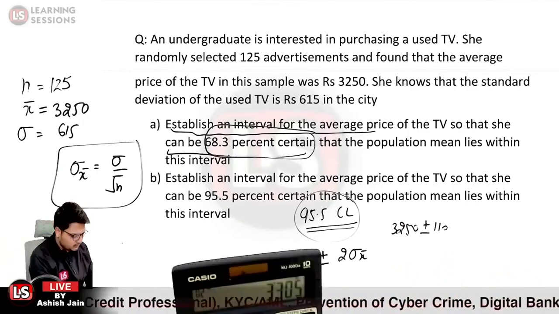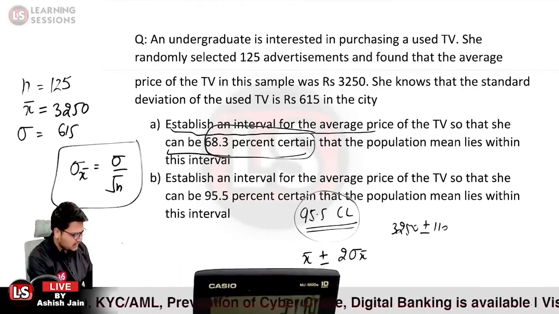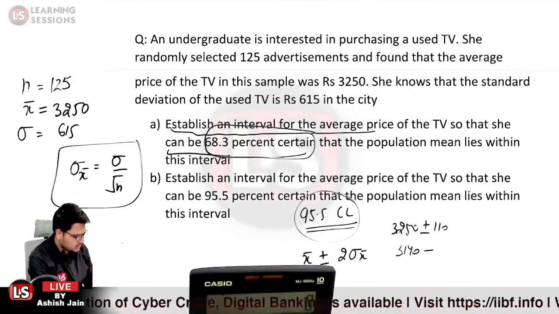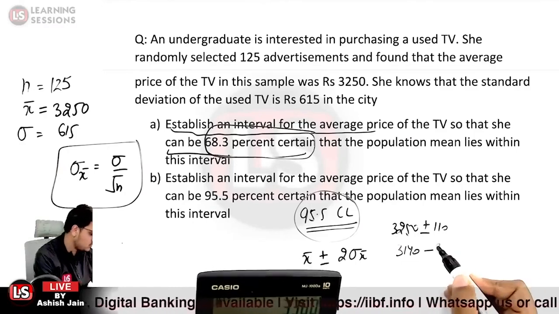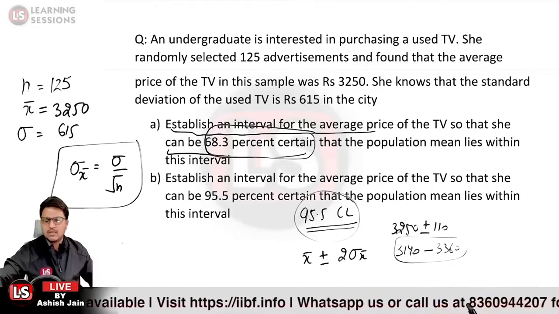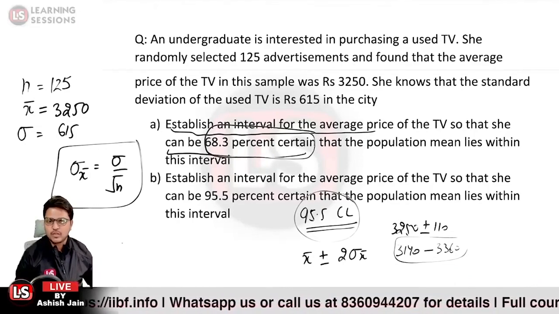So it will be 3250 minus 110, and that is equal to 3140, and that is ranging towards 3250 plus 110, that is equal to 3360. So that is a range. That is a range that we are concerned about. Okay, so that would be related to this particular question.